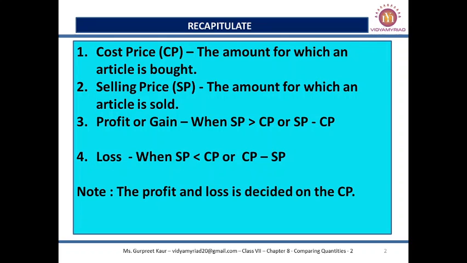Profit or gain is there when your selling price is greater than your cost price, or SP minus CP, you will find out the profit. And you know how to find out the loss: when cost price is more than the selling price, or we can write it as CP minus SP. And generally this profit and loss is decided based on the cost price.